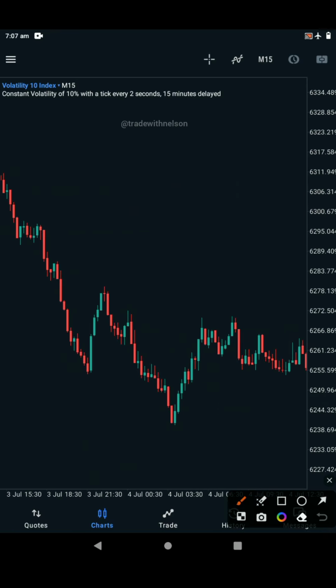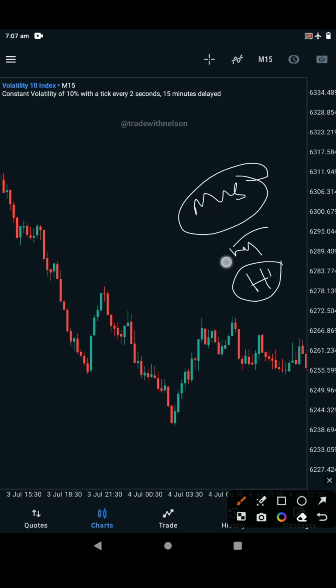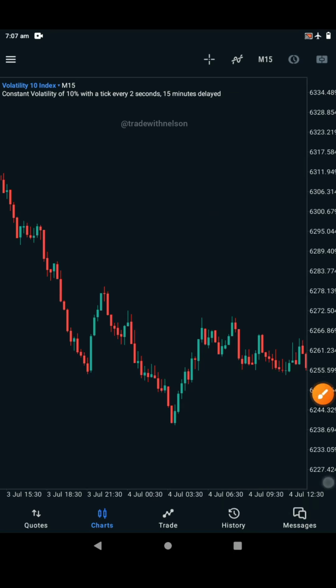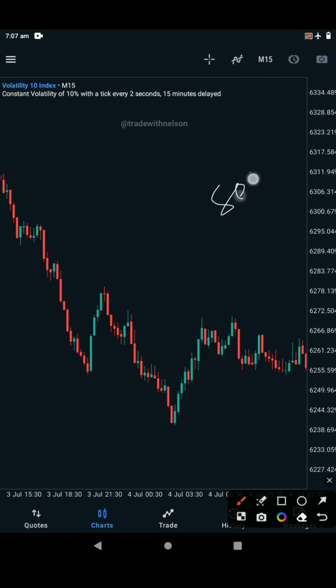If you look carefully on my chart, this is the 15 minutes time frame and this is the volatility 10. So this strategy, you must only use it on the 15 minutes time frame, not the 1 minute time frame or the 1 hour time frame, only the 15 minutes time frame. So first, let's set up our chart.